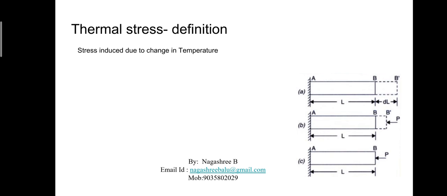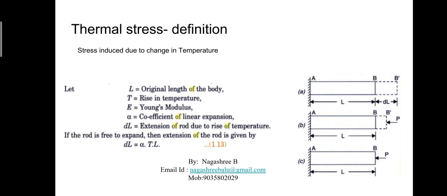Next, coming to the concept behind thermal stress, I have considered a body which is heated to a certain temperature. You can observe here. Let L be the original length of the body, and T the rise in temperature. E is the Young's modulus of the material, alpha is the coefficient of linear expansion, or coefficient of thermal expansion, and dl is the extension of the bar due to rise in temperature.